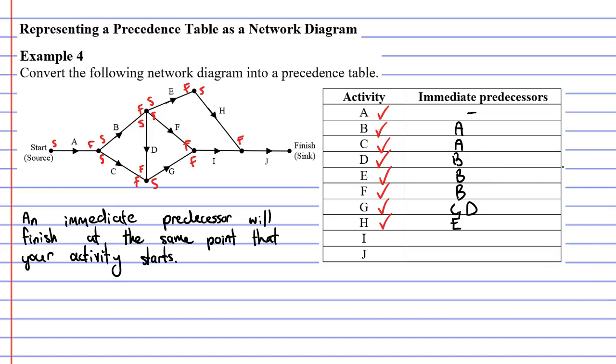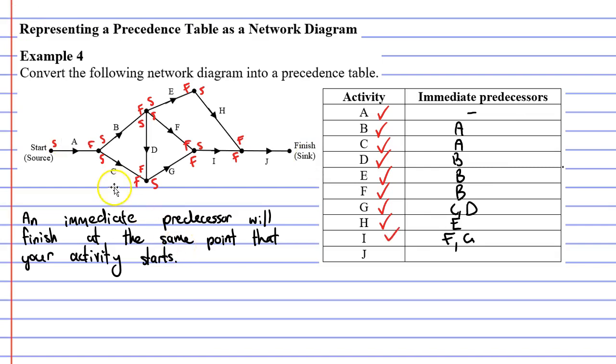Looking now at activity I, which we can see down here, it starts at the left and finishes at the right. Start and finish. And we can see when we look at the start vertex, there are two edges that finish at this point, edge F and edge G.